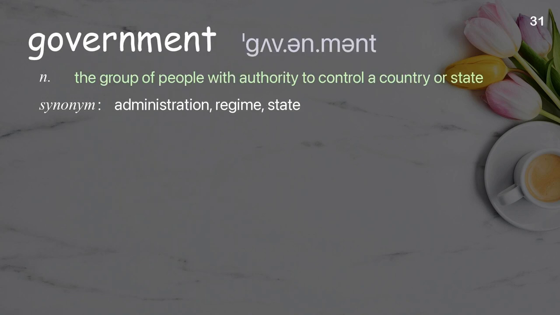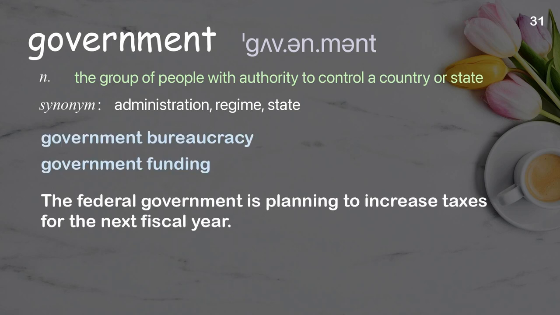Government. The group of people with authority to control a country or state. Examples. Government bureaucracy. Government funding. The federal government is planning to increase taxes for the next fiscal year.